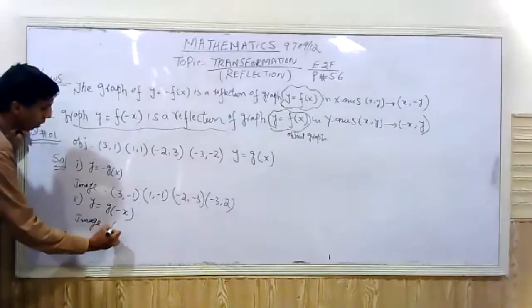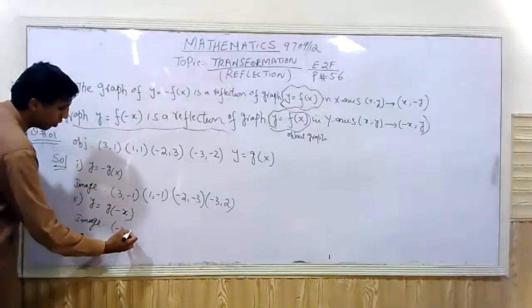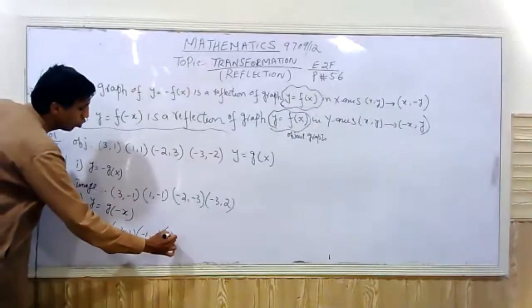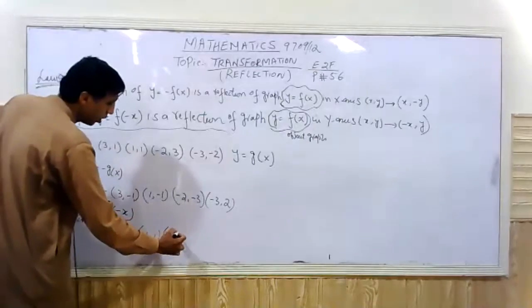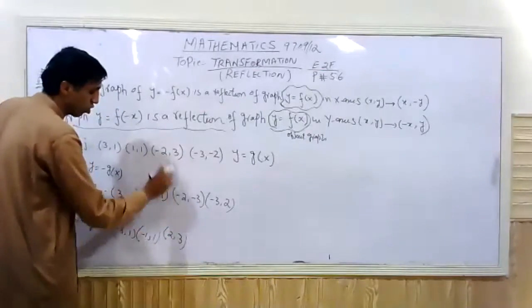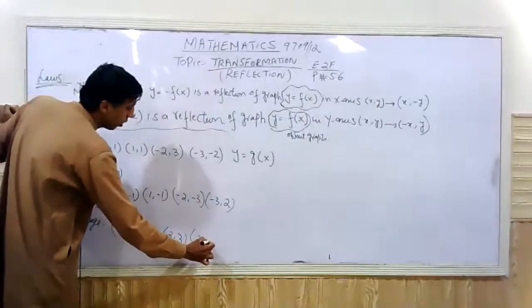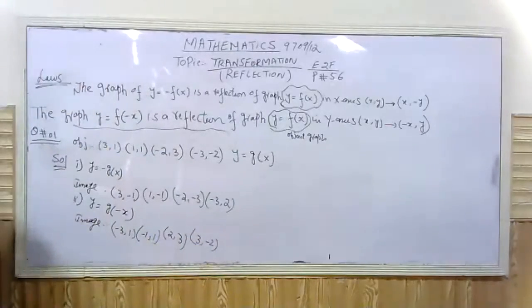The image will become (minus 3, 1), (minus 1, 1), (2, 3). I have changed minus 2 to positive 2, positive 3, negative 2. This is the image graph at the y-axis.